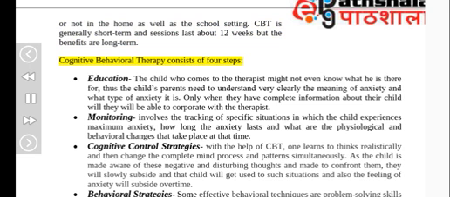Cognitive behavioral therapy consists of 4 steps. Education. The child who comes to the therapist might not even know what he is there for. Thus, the child's parents need to understand very clearly the meaning of anxiety and what type of anxiety it is. Only when they have complete information about their child will they be able to cooperate with the therapist.